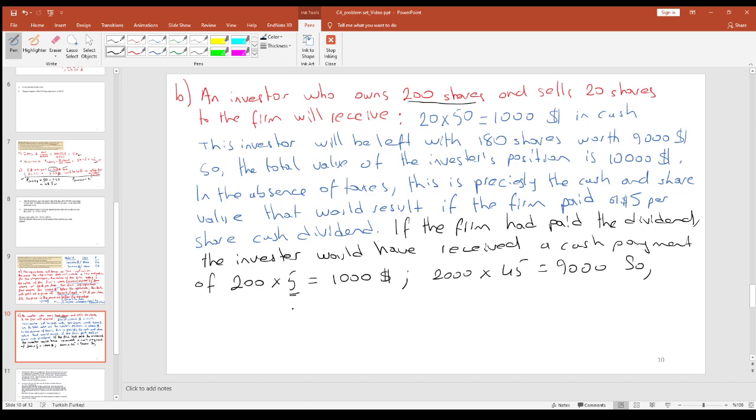So $1,000 plus $9,000 will be equal to $10,000, which is exactly the same. Okay. So we prove that we have the same situation for this investor.